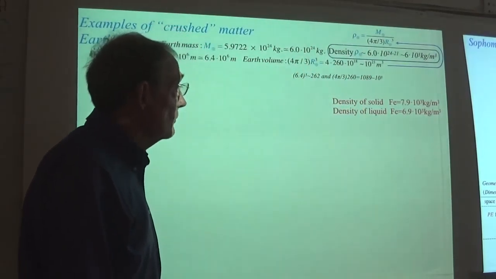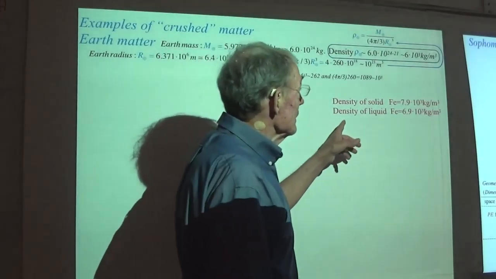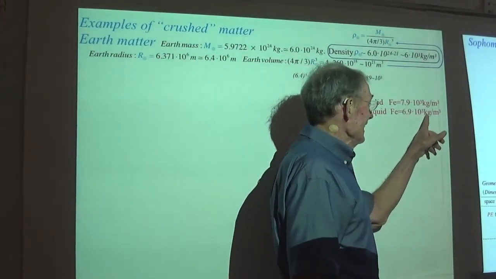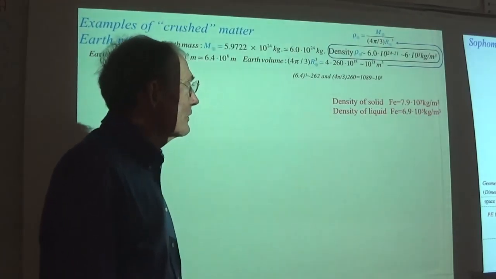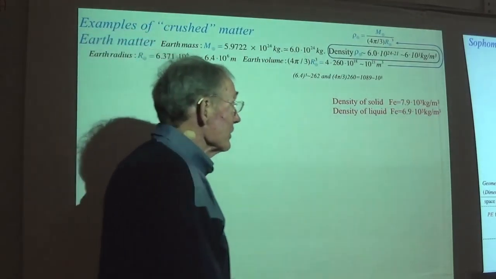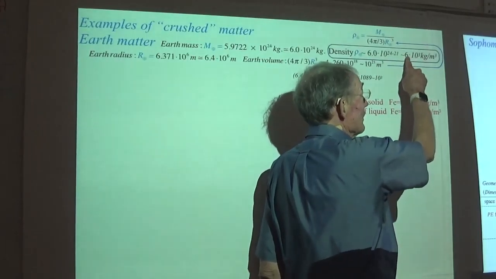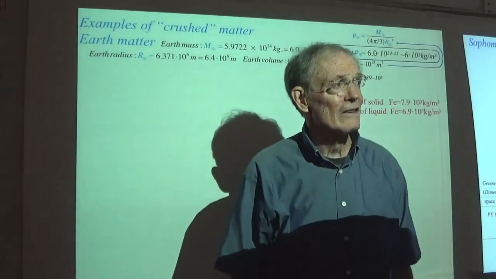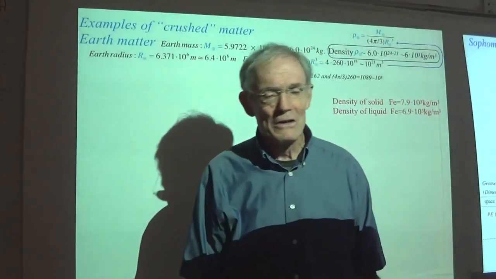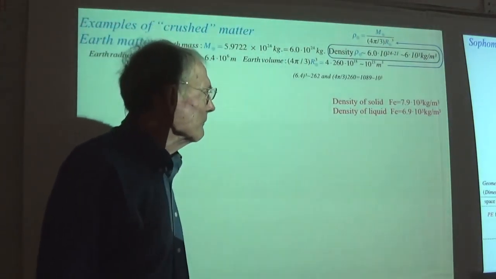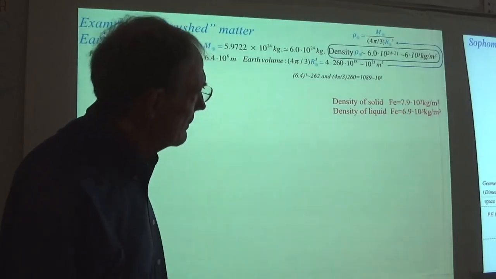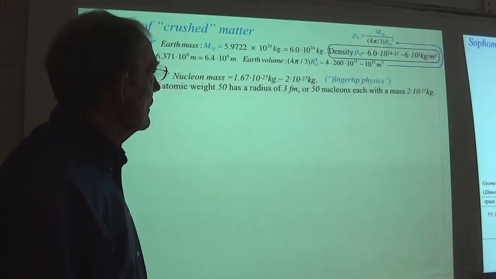16,000 pounds. Now, the density of liquid iron is only 6.9. Liquid is pretty fluffy compared to the solid. And that is getting much closer to this. You see, so the iron in there is pretty fluffy by about 10-20%. So that is, I think, important.